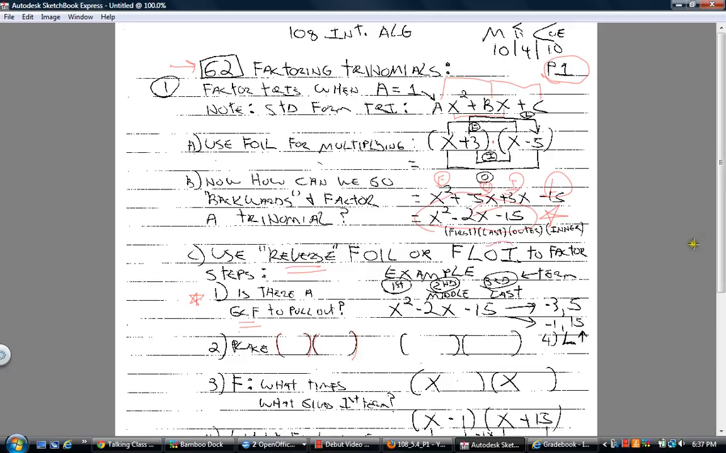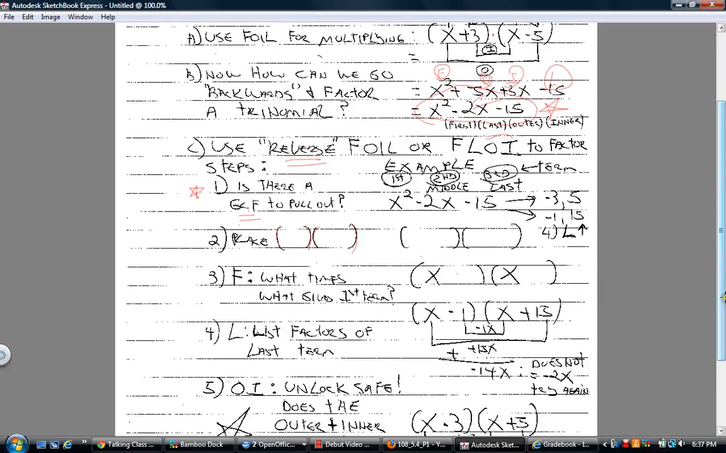So we're taking this problem, the original problem up here: the trinomial x squared minus 2x minus 15. We are trying to factor it. What two sets of parentheses multiplied together would produce that trinomial? The first thing you do is F. What times what produces your first term, x squared? Good news: a lot of times when that coefficient a is 1, it's pretty easy. It's x and an x. X times x gives you x squared.